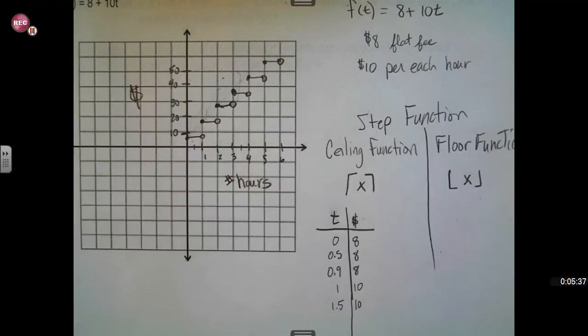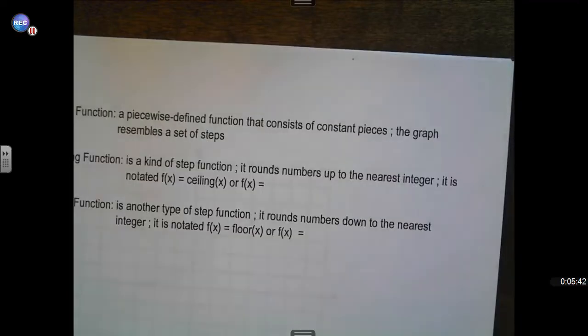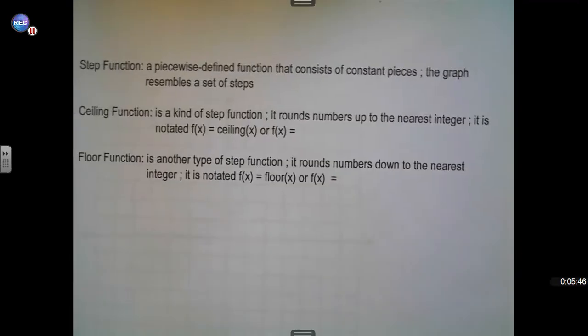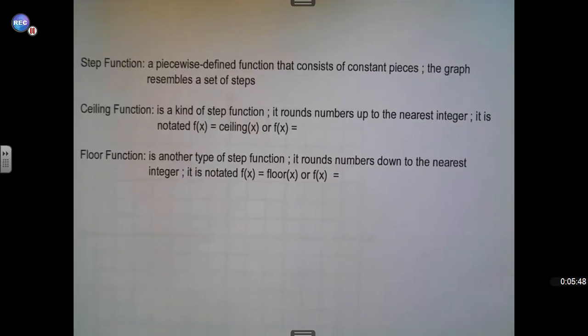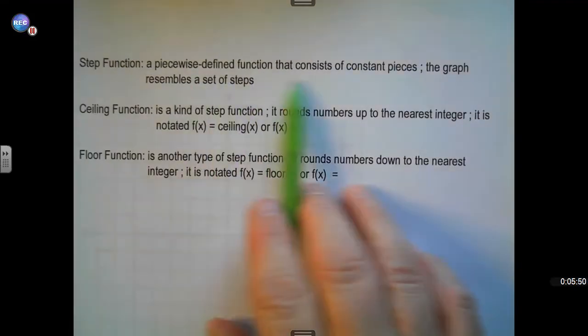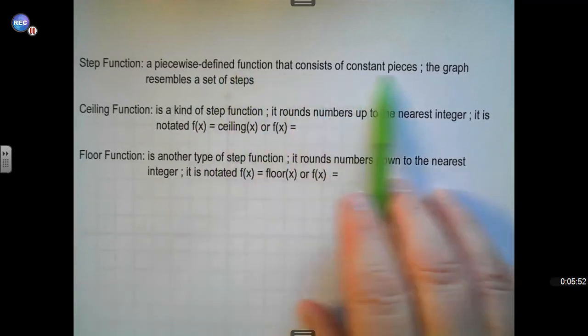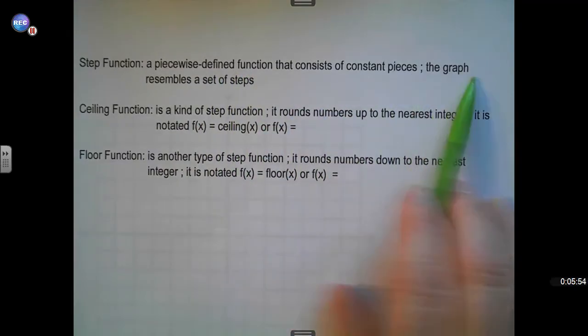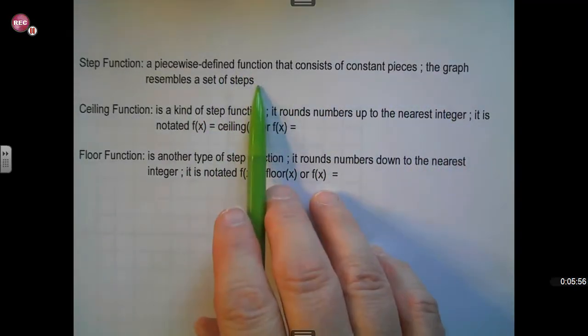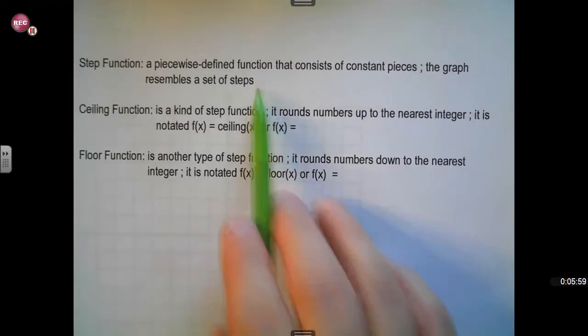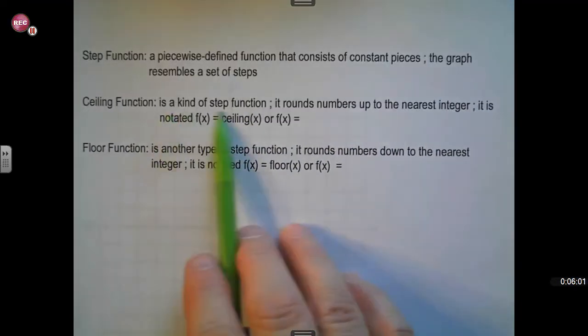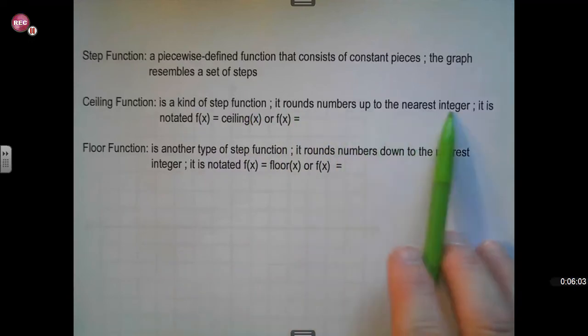So in this next function, on this next page, I have the step function. It is a piecewise defined function that consists of constant pieces. The graph resembles a set of steps. So is it a continuous function? No. The ceiling function is a kind of step function. It rounds numbers up to the nearest integer.